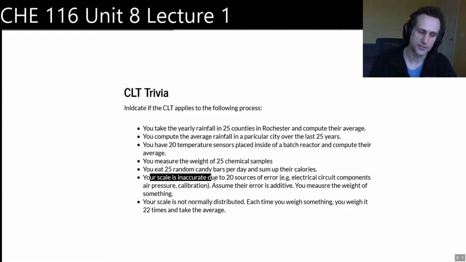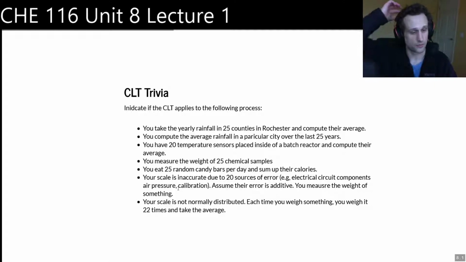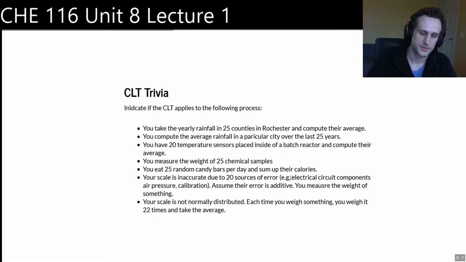Your scale is inaccurate due to 20 sources of error. Assume the error is additive. You measure the weight of something. Okay, so this one is kind of getting at a real engineering thing, that if you build a scale, you have error because you're bad at putting stuff on the scale. There's error because there's electric components on there. You have air pressure, you have convective currents. Maybe the calibration was a little bit off. Maybe the electricity coming from the wall is oscillating up and down, so your voltages are a little bit off. Maybe the thing that displays the numbers is a little bit off. Maybe the spring on the scale, one of them is a little bit different than the other three.